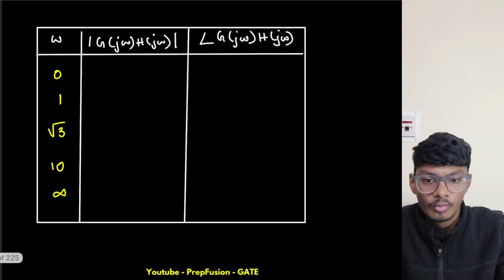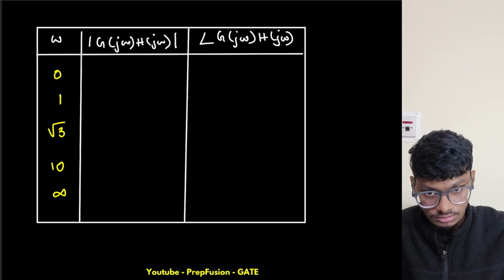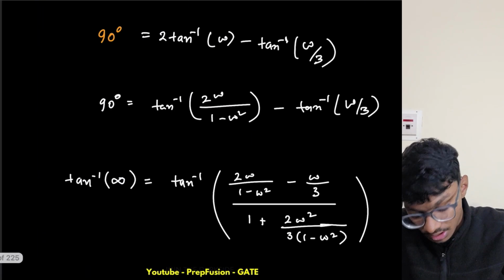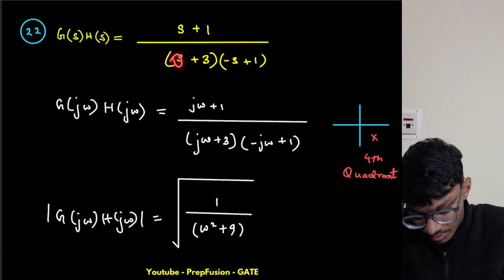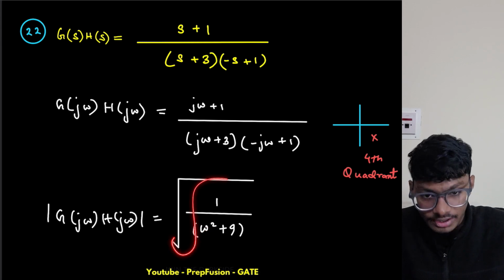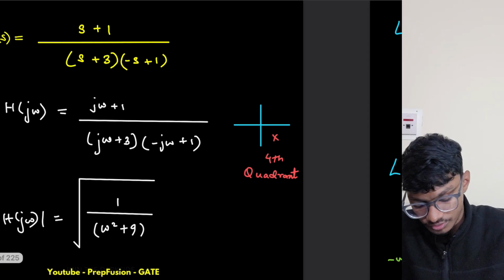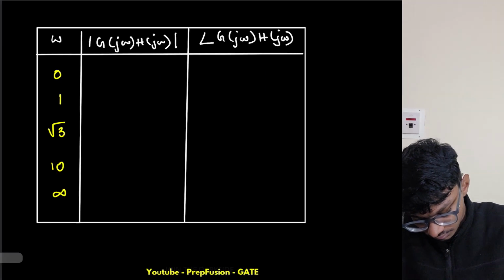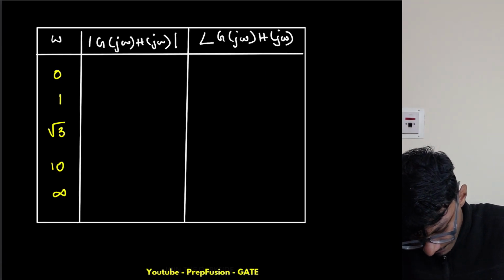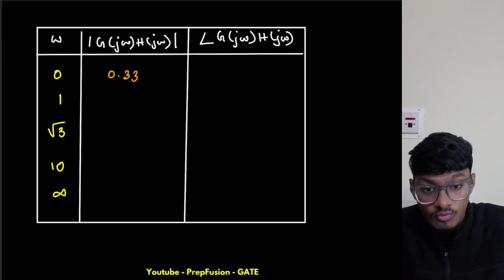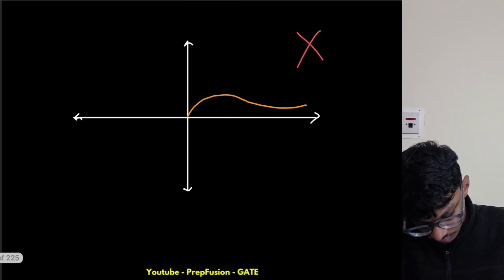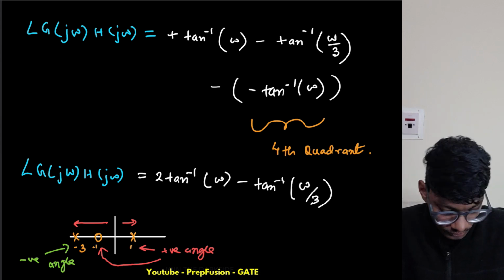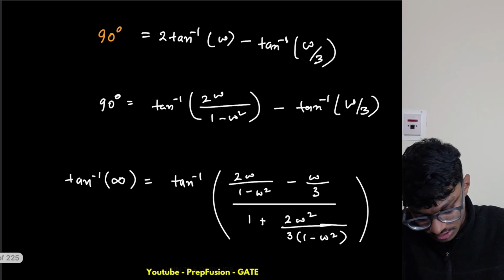So now we are at omega equals to 0. Now we are at this table basically. So at omega equals to 0, as this is not a type 1 or 2 system, this is a type 0 system. So if I put omega 0 here, what do you see? It is under root 1 by 9, which is 1 by 3. So it is 0.33. And now what is the angle? If I put 0, this is 0, this is 0. So the angle is 0 itself.